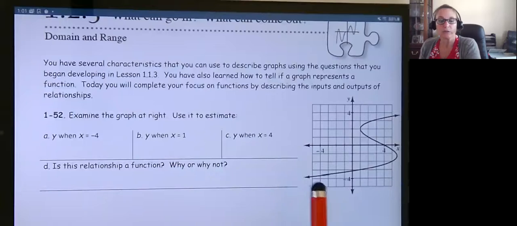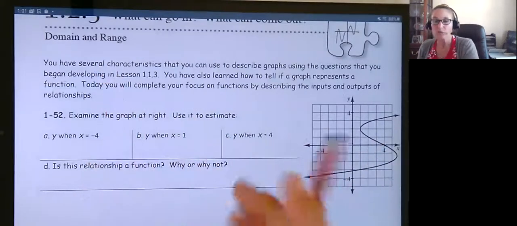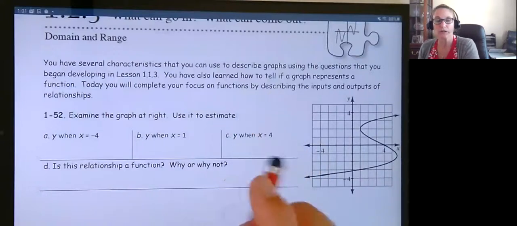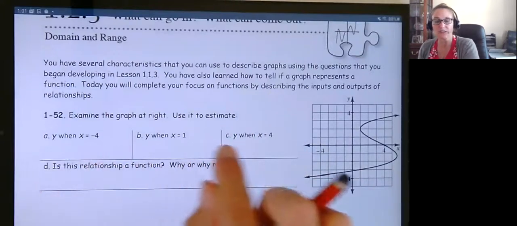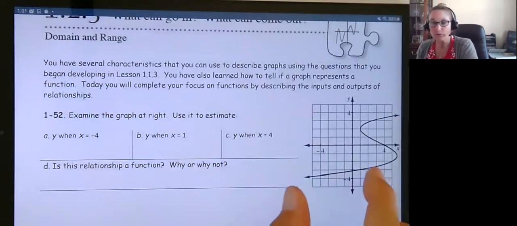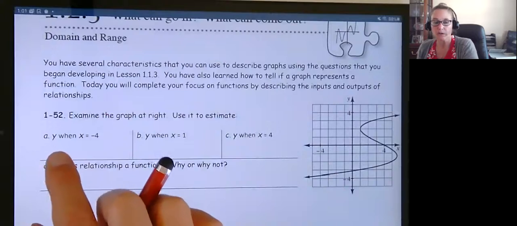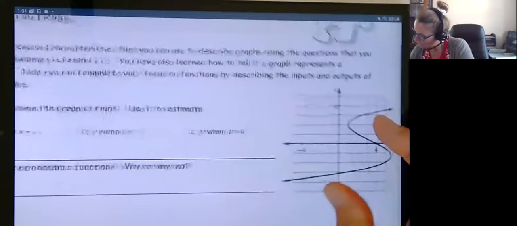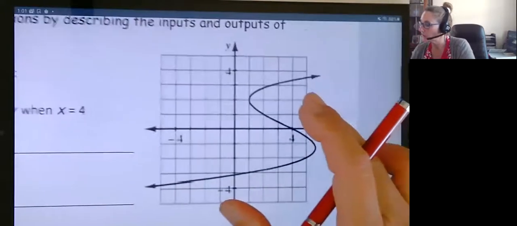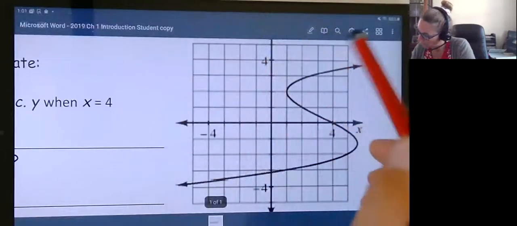This is a little video on 1-52 and 1-54 classwork, dealing with domain and range and a little bit of trying to figure out some of this, what they're asking us on 1-52, how to estimate on the graph. So we have a graph here on 1-52, and it says we want to find y when x is -4. So I'm going to go to my graph to where x is -4, and I'm going to draw a line.